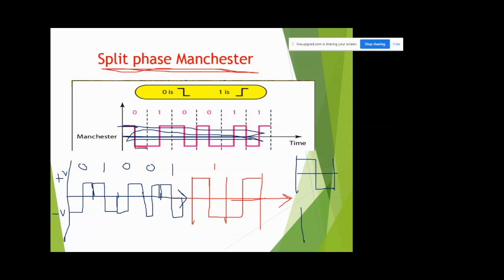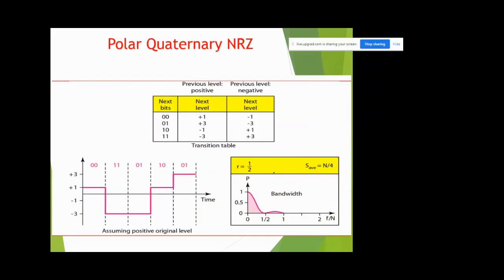And for bit 0, start with negative, end with positive. Okay, so this is the split phase Manchester. Fine. And the last type is polar quaternary NRZ. Polar quaternary NRZ means that up till now we have seen single bit representation voltage level.